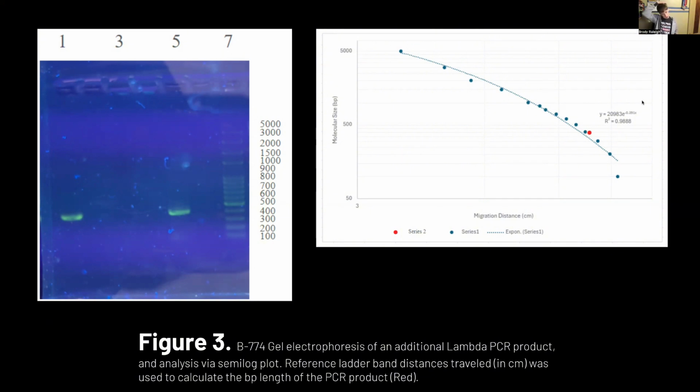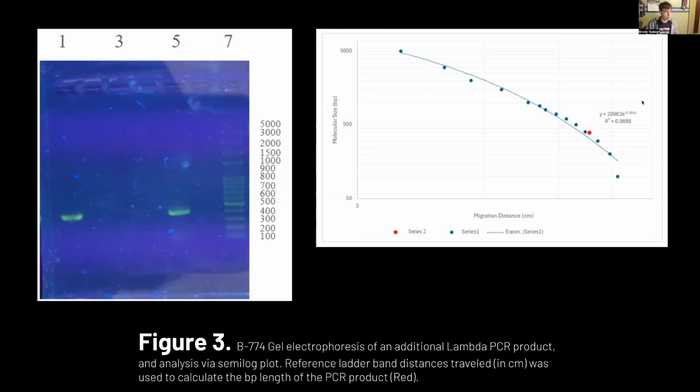So the main methods that we use to do this, we combined our water, our PCR buffer, our dNTPs, forward and reverse primer, DNA template, and our Taq polymerase. So the DNA template was our lambda DNA. And so then once all those were combined, we denatured at 95 degrees Celsius for 45 seconds. We annealed at 55 degrees Celsius for 30 seconds, and then we extended at 72 degrees Celsius for a minute.